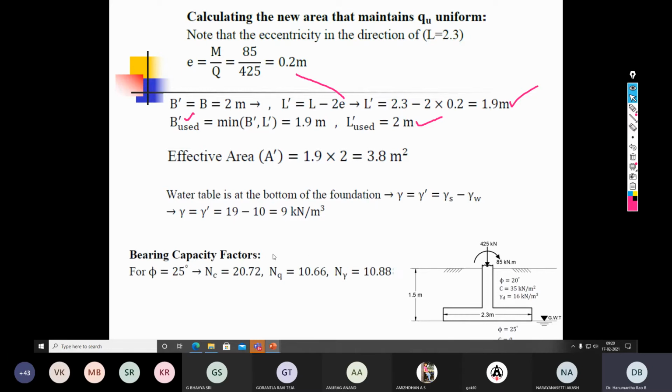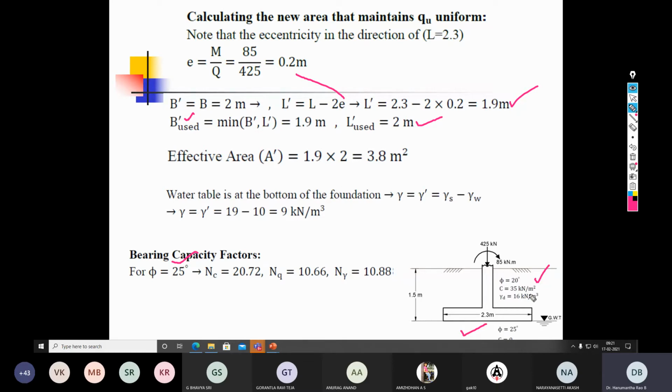Another most important step: since you are using Meyerhof's theory, you need to pick up the values of the bearing capacity factors, that is Nc, Nq and N gamma. These values will be provided in the exam, so you don't need to bother. Now again, there may be a question arising in your mind. Since two soil profiles have been given, one soil profile is above the foundation level and another soil profile is below the foundation level.